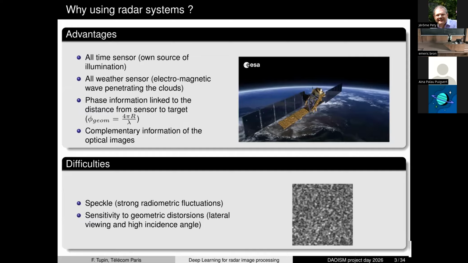But you have a quite important drawback with this sensor, which is the speckle phenomenon, because you are using coherent imaging. So you have interferences between the different waves. And as you will see, they are quite noisy images.